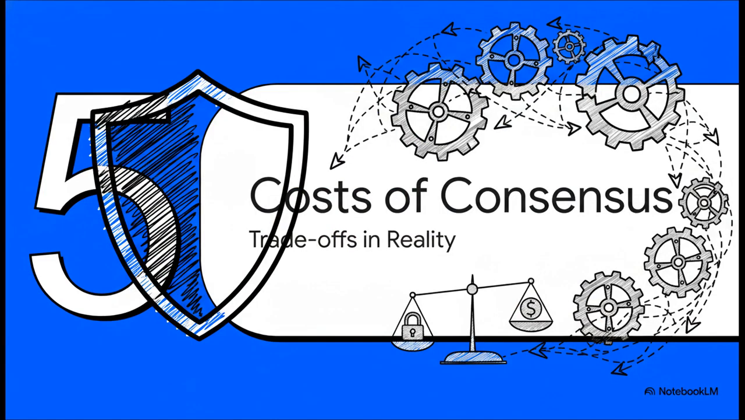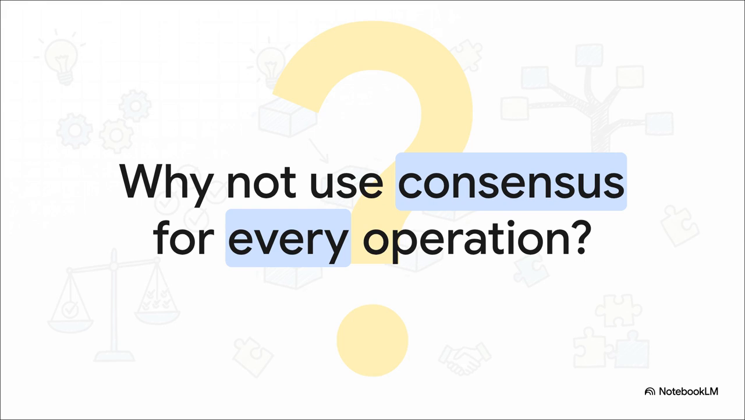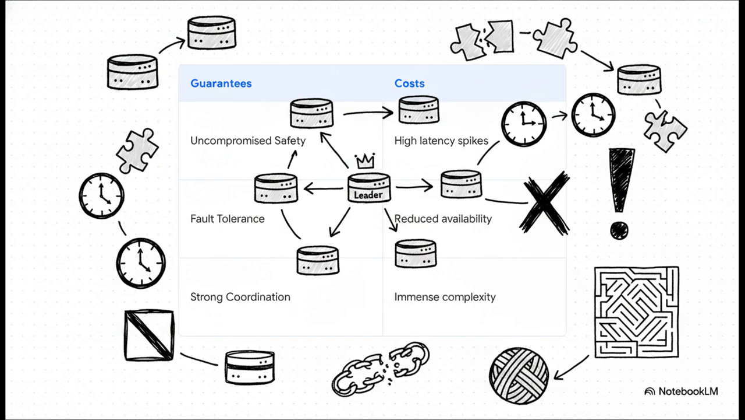All right, last part, Section 5, the costs of consensus. Trade-offs in reality. So we've built this incredibly safe, mathematically bulletproof system, right? But let me ask you this. If it's so robust and completely protects us from data loss, why on earth don't we just bake consensus into every single read and write operation we do? Well, because nothing in engineering is free.